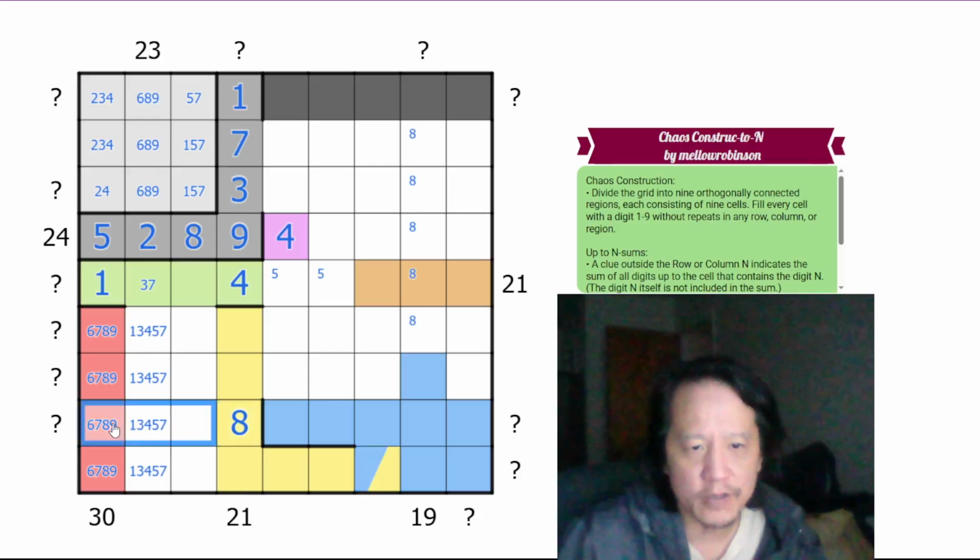This is red going this way, so it's red, red. Therefore, 1, 2, 3, 4. This could be red or yellow. We don't know which.